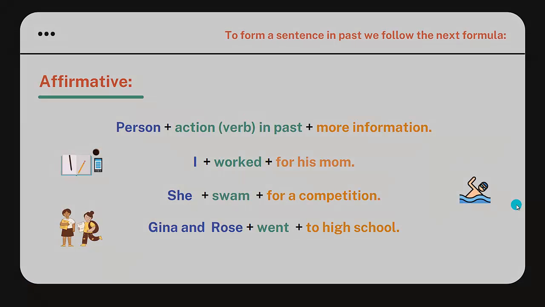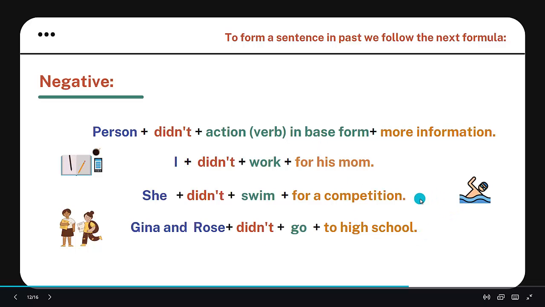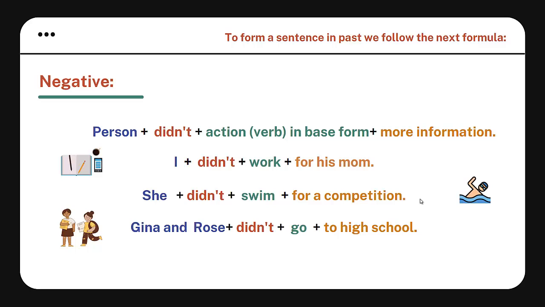Let's see what happened in the negative. Then, to form a negative, we add the person plus our auxiliary verb didn't, the action in base form, or the verb in base form, plus more information. Then I didn't work for his mom. If you see, didn't, negative, is in red. She didn't swim for a competition, and Gina and Rose didn't go to high school. If you see, these sentences are exactly the same, in the same order as the last examples, but we are adding here our negative, and our verb is not in past anymore. It's in base form. It means it is not conjugated.